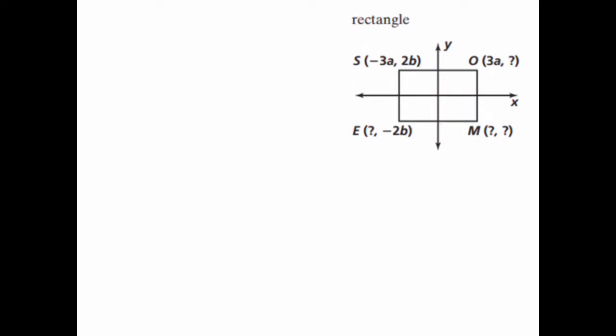If we want to find point E, remember you always begin at the origin, so we would move back negative 3a, and then we move down negative 2b. So point E here is negative 3a, comma, negative 2b.